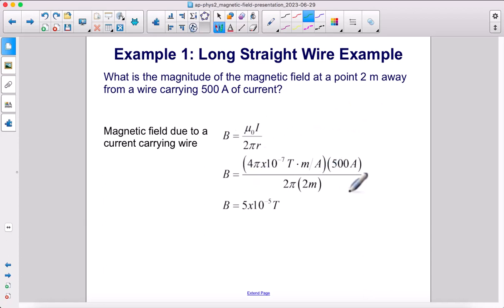Let's plug in our numbers. So here is our constant for mu0 here, then 500 amps, 2 pi, and 2 meters. This pi is going to cancel out with that pi. Here we have 2 times 2, which is 4, which is going to cancel out with that 4. And then we get 500 times 10 to the negative 7th, which is 5 times 10 to the negative 5th Tesla.